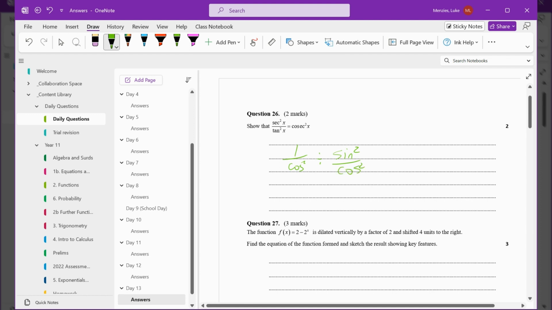Okay. The reason I did that is just because you'd have fractions on top of fractions. It's not really nice. So we don't divide fractions, we flip them and times them. So we've got 1 over cos squared times cos squared over sine squared. The cosines go away. That leaves us 1 on sine squared. And 1 on sine squared is equal to cosec squared.